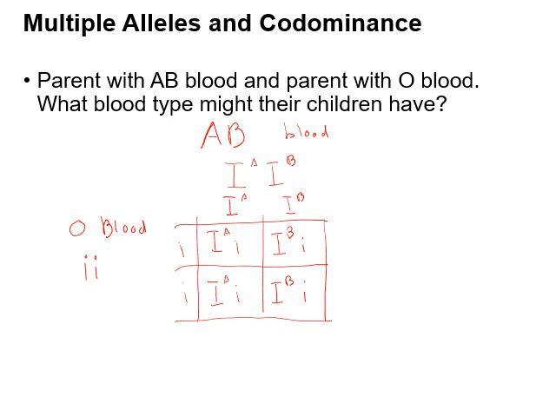Okay, so we see that two out of the four boxes are I capital A, lowercase i. So that is going to be a child with A blood. The other two out of the four boxes are I capital B, lowercase i. So that is a child with B blood. So meaning in this circumstance, half of the children would be A blood and half of the children would be B blood on average, right? Each child has a 50% chance of being A, a 50% chance of being B.